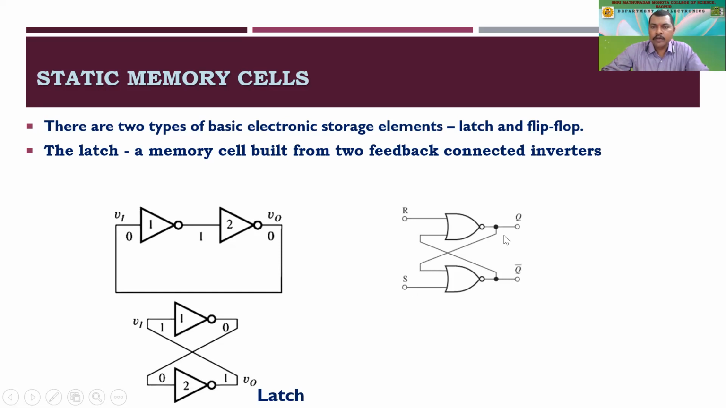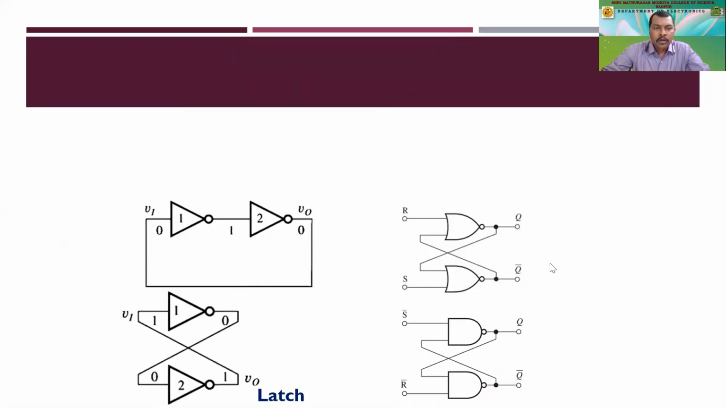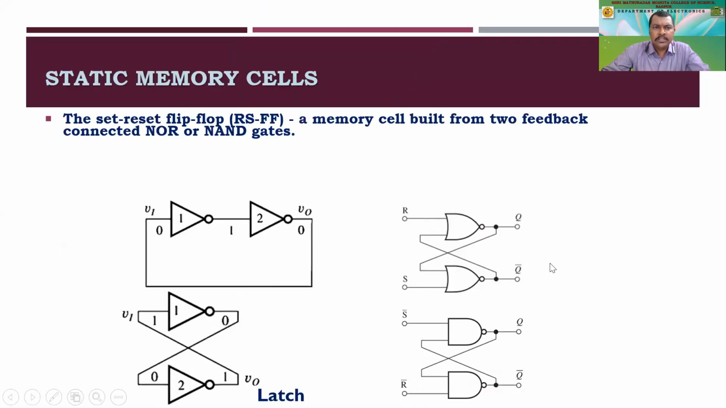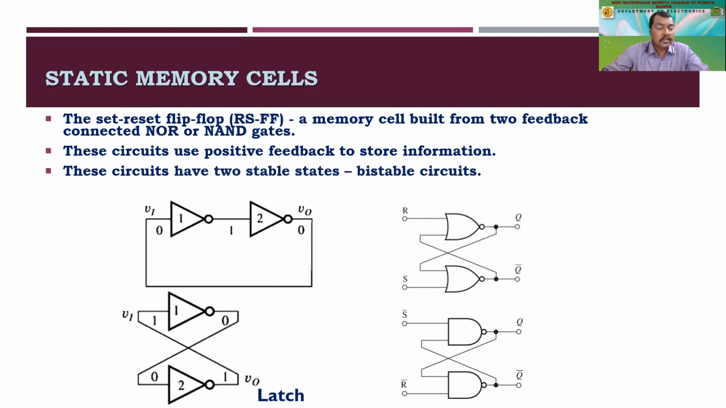Similarly, we have a flip-flop. We have studied the flip-flop made using NAND gates. Similarly, a flip-flop using NOR gates, right? So NOR gate and NAND gate flip-flops we studied in the last semester. Okay. So the set-reset flip-flop is a memory cell built from two feedback connected NOR or NAND gates. These circuits use positive feedback to store information, and they have two stable states, and therefore they are called bistable circuits.